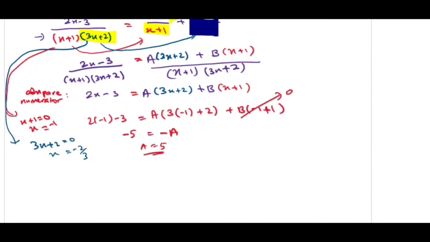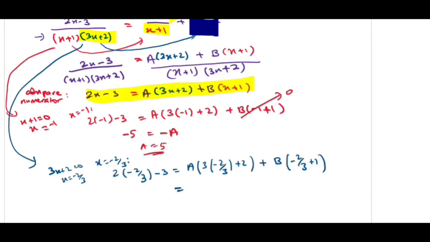Now where should we substitute this value? Remember, we should always refer to this line. Okay, so you can write your titles there, like x equal to negative 1, which refers to this step, and then x equal to negative 2 over 3, which refers to this step. Then substitute your values of x inside the highlighted yellow formula, and then just solve it.